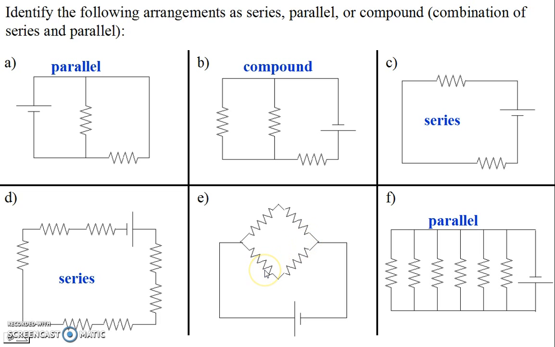And so here we have another example of compound. These two resistors are in series with each other. If I take this one out, this one fails. Take this one out, this one fails. These two resistors are in series with each other. Again, if I take one out, the other one fails. But the top and bottom branches are in parallel. So again, we have a combination of series and parallel, a compound circuit.